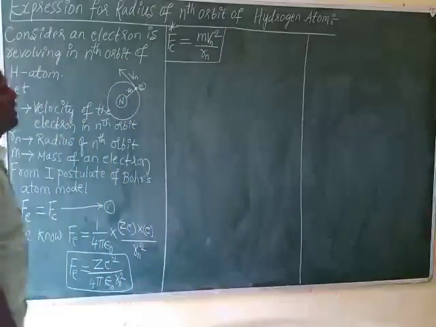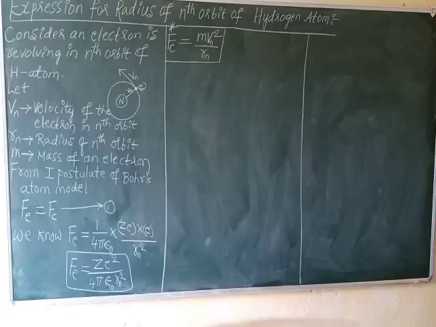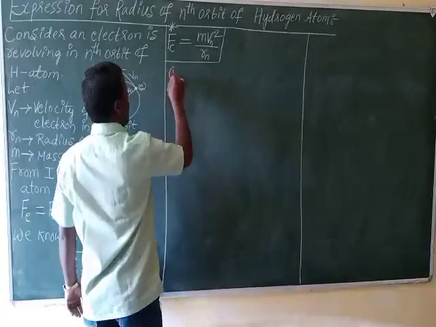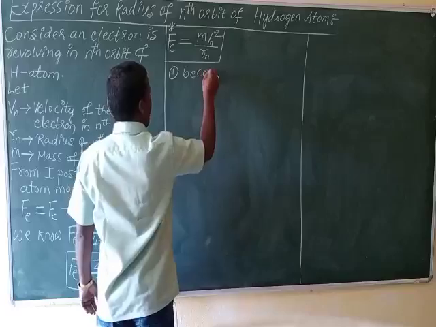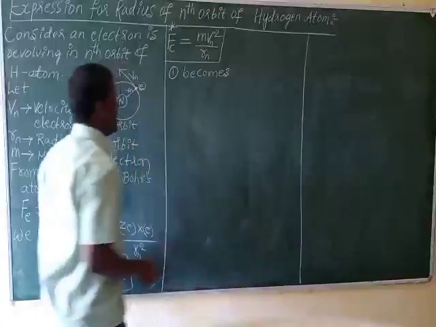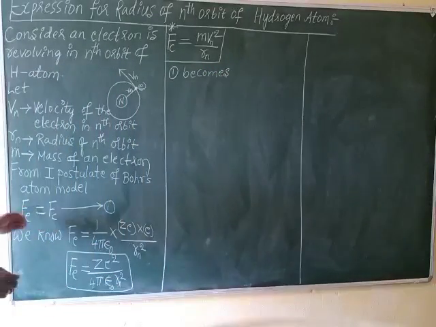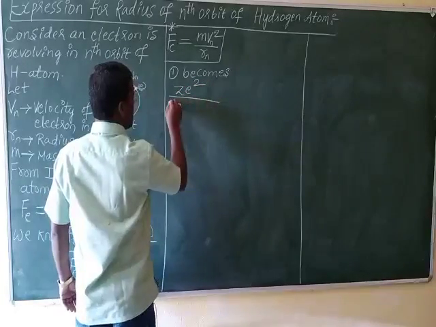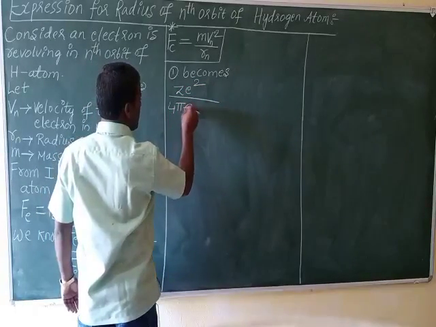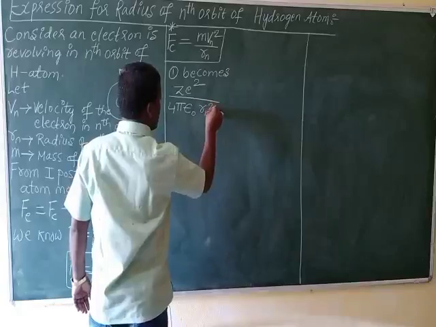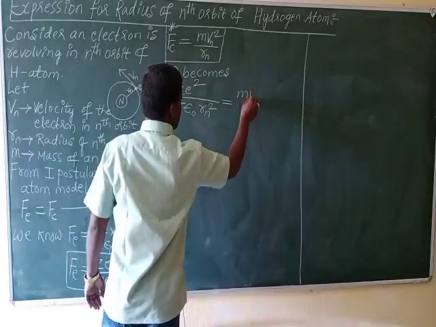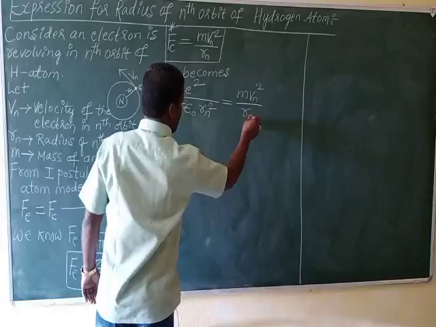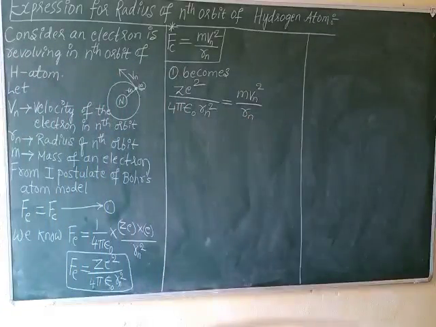Fc equals mvn square by Rn. So equation 1 becomes Fe equals Fc. So here Z e square divided by 4 pi epsilon naught Rn square equals m Vn square divided by Rn.